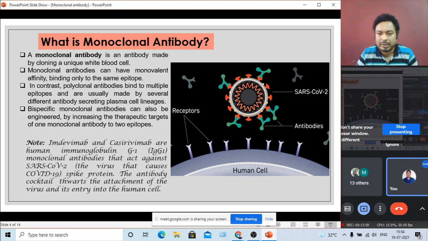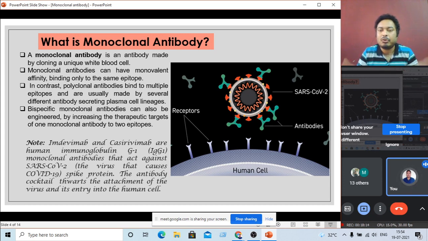We cannot produce because a lot of different antigens are there in a particular virus or in a particular bacteria. That's why the antibodies which are produced by natural immunity are called polyclonal antibodies. Okay, we are generating the polyclonal antibody.